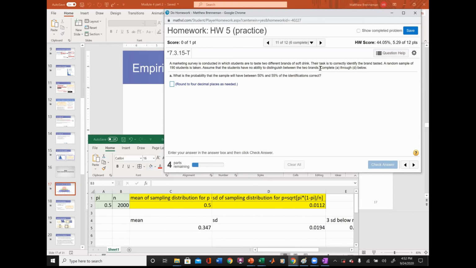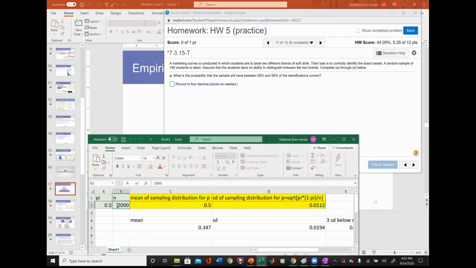Okay. So first of all, I know that the sample percentages are going to be normal, right? And I'm going to change my sample size down here to 190. If students can't distinguish between the 2, and I take a random sample of 190, the sample percentages are going to be centered at 50%, have a normal distribution, and have a standard deviation of roughly 3.6%. So now it's asking me, what is the probability that I'll get a sample percentage between 50 and 55%.